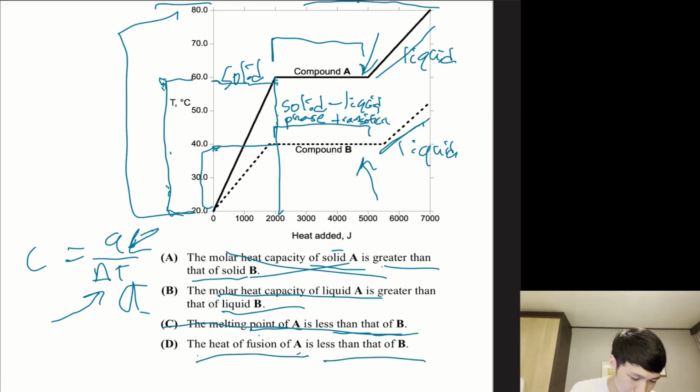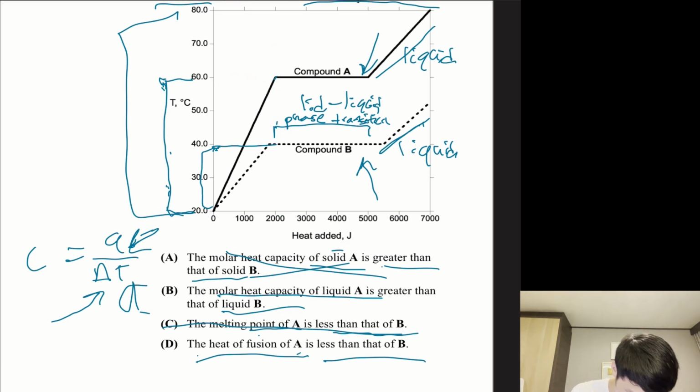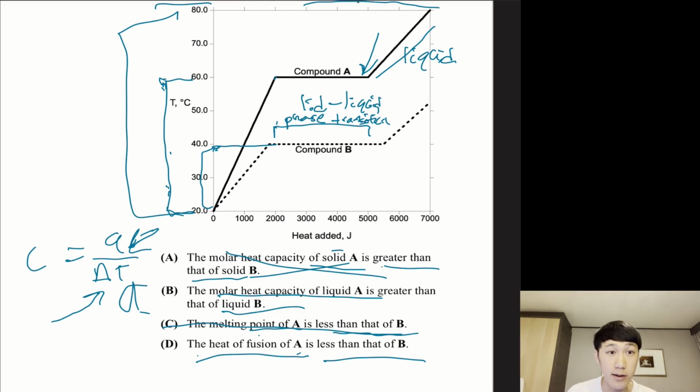Let me just kind of clean up my graph here a little bit. Okay. So the heat of fusion is going to be the amount of heat that it takes to go from the solid to liquid phase. And let's look at that for both of these options. For compound A, we started at 2,000 joules of heat added, and then we ended around 5,000 joules of heat added. So the heat of fusion is about 3,000 joules for this 1 mole sample.